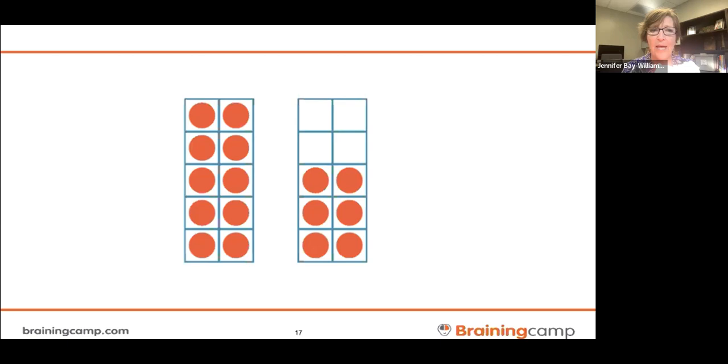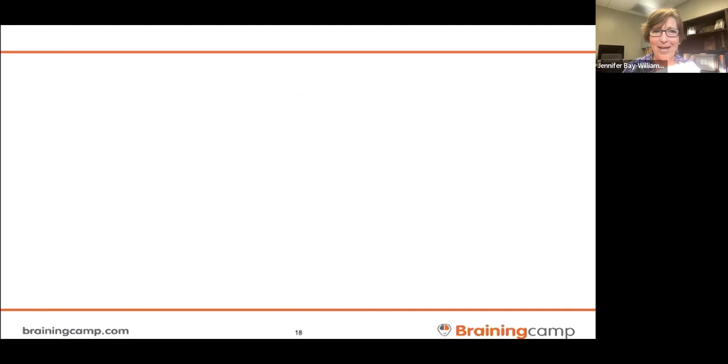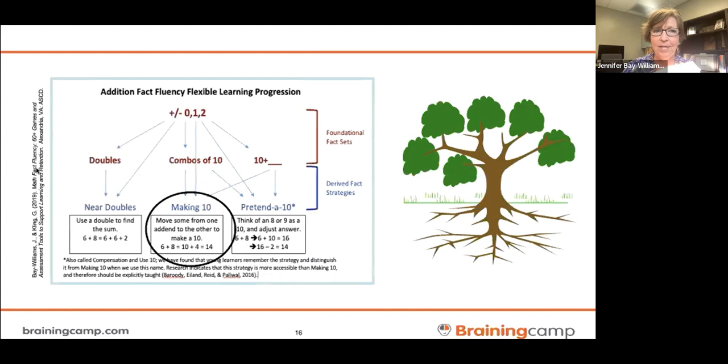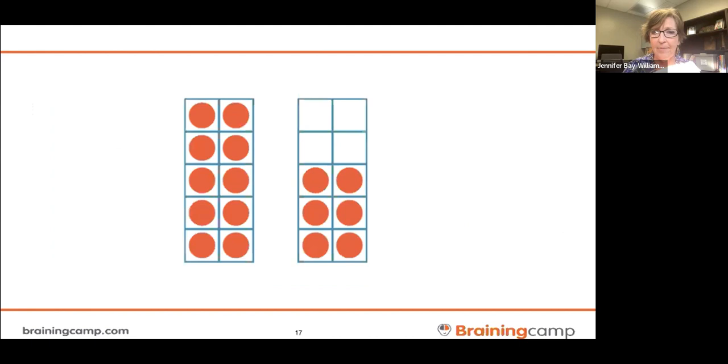So we'll do a quick look routine like this, where you flash it, it goes away, you flash it a second time, goes away, you flash it a third time. How many do you see? And the students will say 16, because if I'm working on making 10, I've already made sure that they are automatic with these things that lead into make 10. They already know their combos of 10, and they already know their 10 and some more facts. So I'm anticipating that they see this right away. It's 16, it's 10 and 6, 16.